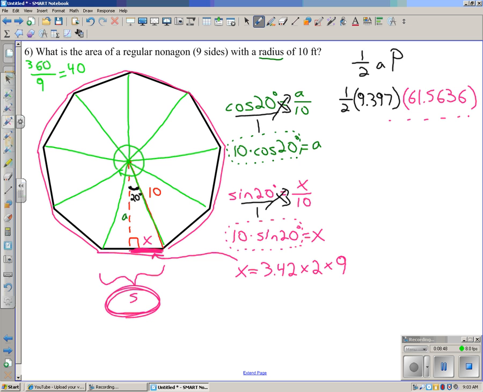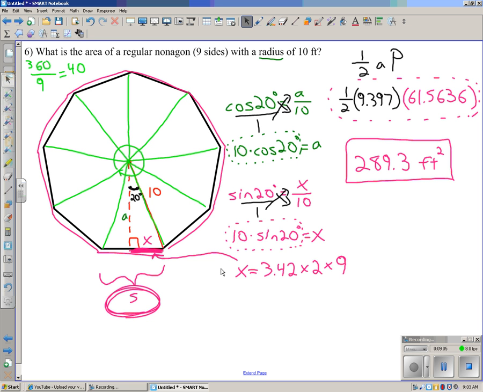And now all of this stuff together, multiplied in your calculator, will actually get you your area. And you end up finally with an area of 289.3 feet squared. And there's your area on number 6. Hopefully this will help a little bit.